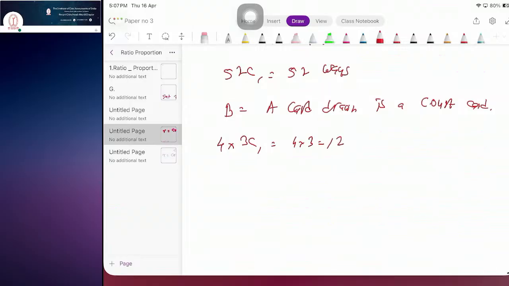That value will be 12 ways. So probability of B will be 12 divided by 52. 4 threes are 12, 4 ones are 4, 3 by 13 is the answer. That the card drawn is a court card.